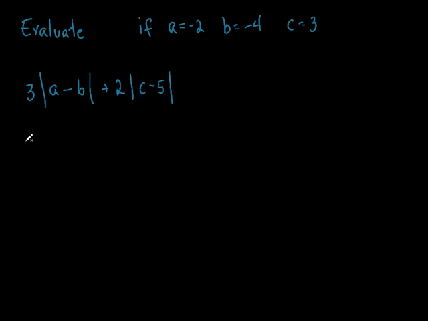So let's see what we're going to do first. Keep that 3 there, keep that absolute value there, and I'm just going to replace or substitute in these numbers for A and B. So A is negative 2. Put the minus sign right there. That's where that minus sign comes from. And then B. What's B? It's negative 4. You've got two minus signs next to each other. That's important. Plus a 2, then another absolute value. It's C minus 5. C is just plain old 3, then minus 5.